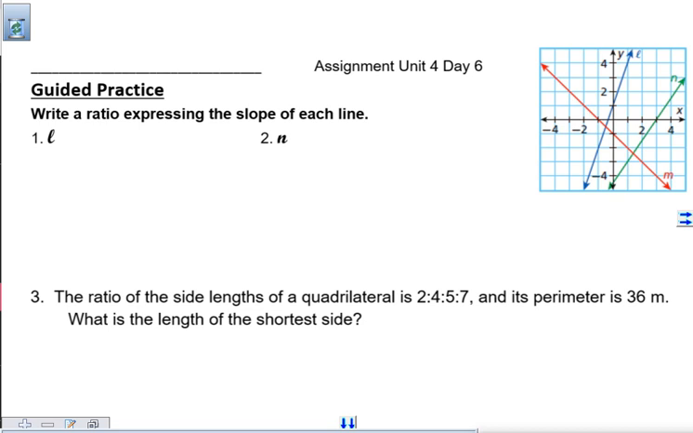Now to the guided practice for ratios and proportions. So we are finding the slope of each line. Remember, slope is rise over run. So you're going up or down first, and then to the right.